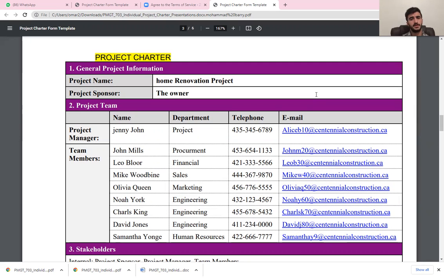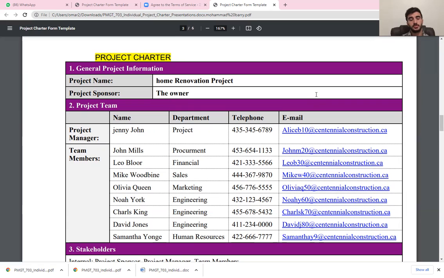We have to identify the project team. The project team are the people who are going to work with each other to get the project done on time and according to the specific requirements that the owner asks for. So let's start with the most important member in our project team, which is the project manager, Jenny John.